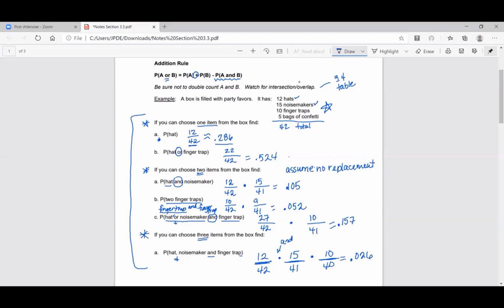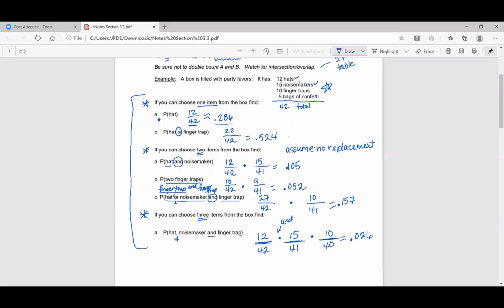Okay, so again, this probably feels very similar to what we did in section 3.2. You're getting a little more practice. I think you'll find there are more where the total is going to change in this section.